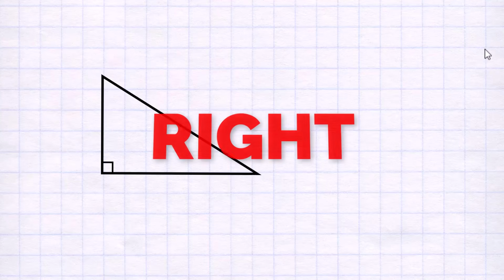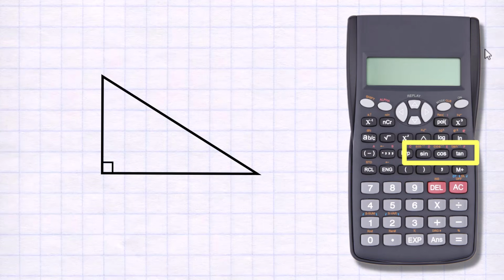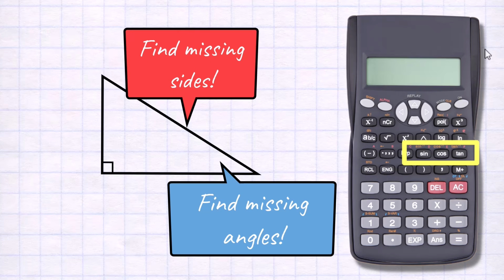Today I'm teaching right triangle trigonometry. By the time we are done, you're going to be using sine, cosine, or tangent to find missing sides and angles, but bonus, you'll understand what you're doing.